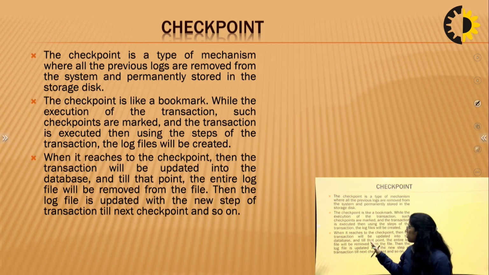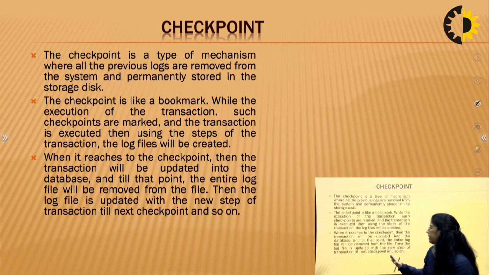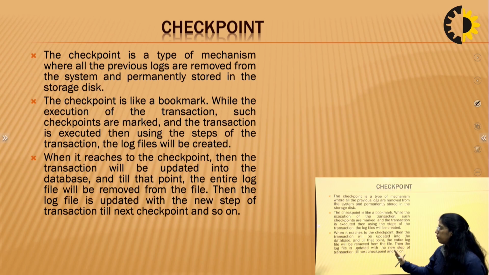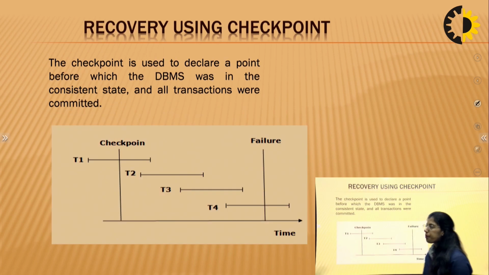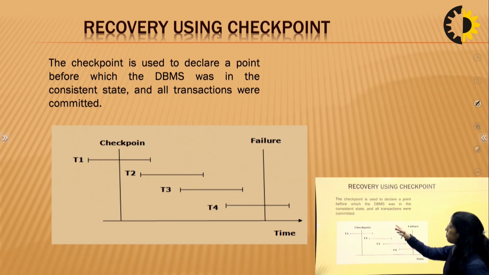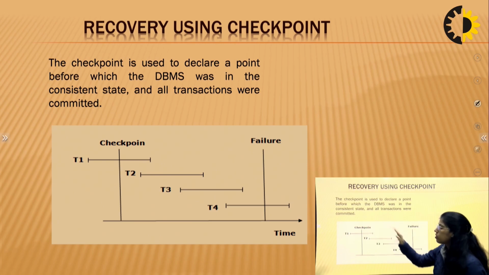When it reaches the checkpoint, the transaction will be updated into the database, and up to that point, the entire log file will be removed from the file. Then the log file is updated with the new steps of the transaction till the next checkpoint, and so on. For example, the checkpoint is used to declare a point before which the database was in a consistent state and all the transactions were committed.